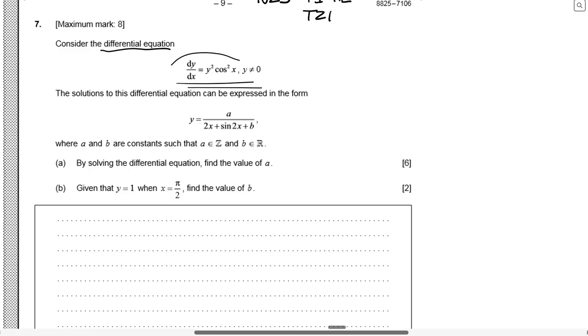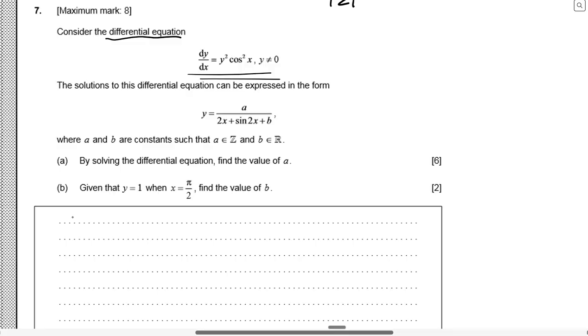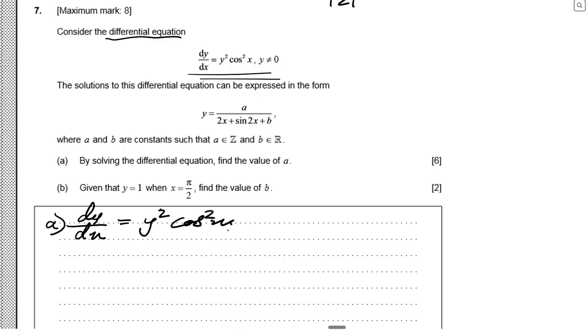Okay, and what we have is a separable, first order differential equation. And so we just pull our values. Let's write it down first. Always write down the first equation so you never lose track. And then just pull it to one side, 1 over y squared dy is equal to cos square x dx.